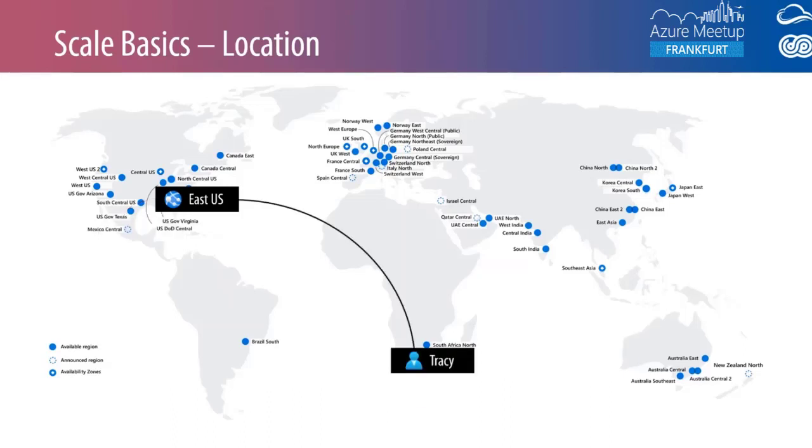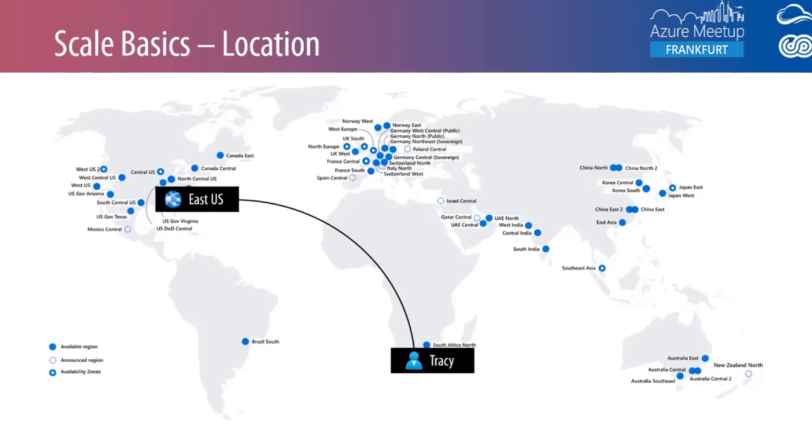Then Tracy comes along. Tracy's over in South Africa, and unfortunately, the ping time to the East US from South Africa is pretty poor. It's going to take longer for her requests to get to the server, and for those web responses to get back to Tracy. So you might have a website that's performing really well and delivering those bytes off its box really quickly, but because of the latency, it's going to appear slow to a user.